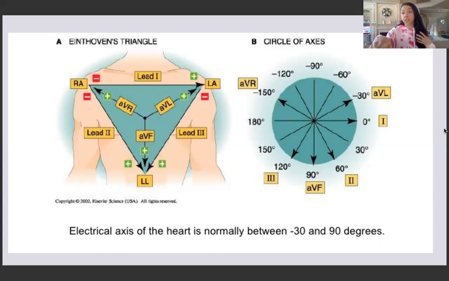And if you look here, from 0, at lead 1, if we go counterclockwise, we go in a negative direction, okay? And if we go clockwise, we go in a positive direction, like 30, 60, 90, like that. Okay, so that's all that's saying. Where is depolarization going? And we'll talk about this in a second: is it going a little bit more to the right? Is it right axis deviation? Is it going a little bit more to the left? Is it deviating? Because that's going to give us clues as to what is going on with the patient.